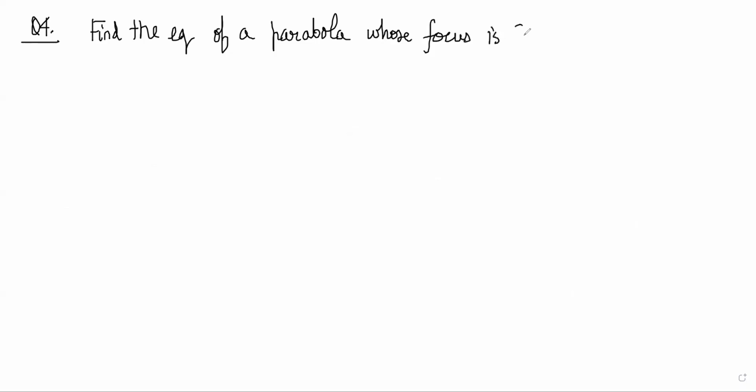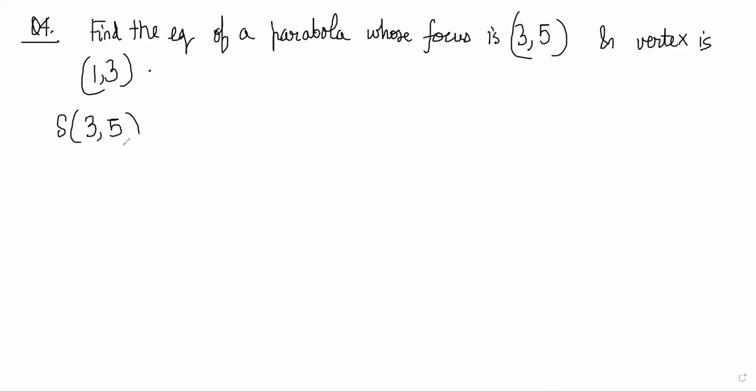Question 4. Here we say find the equation of a parabola whose focus is 3, 5, and vertex is 1, 3. This was a JEE 2019 question. So we are given S, which is focus is 3, 5, and we are given the vertex. Vertex is 1, 3, right?